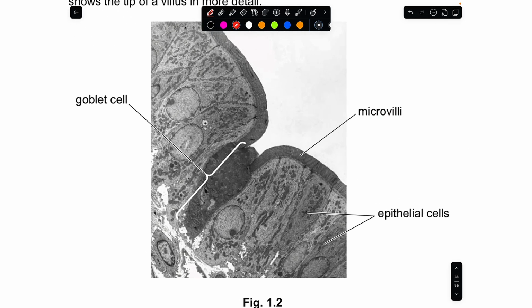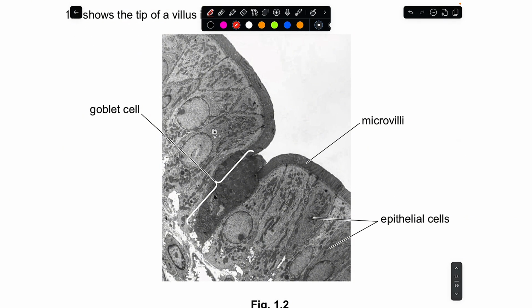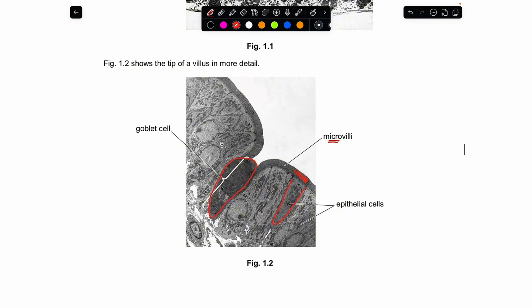If I were to zoom in, they show you the epithelial cells here. If you look clearly, these epithelial cells have tiny projections on the top of them, and they are the microvilli. And at this point, what they are labeling for us is that this is a goblet cell, and this goblet cell releases the mucus.